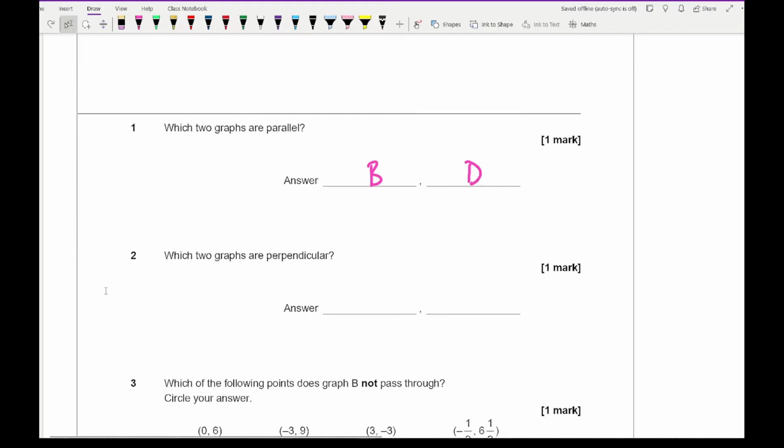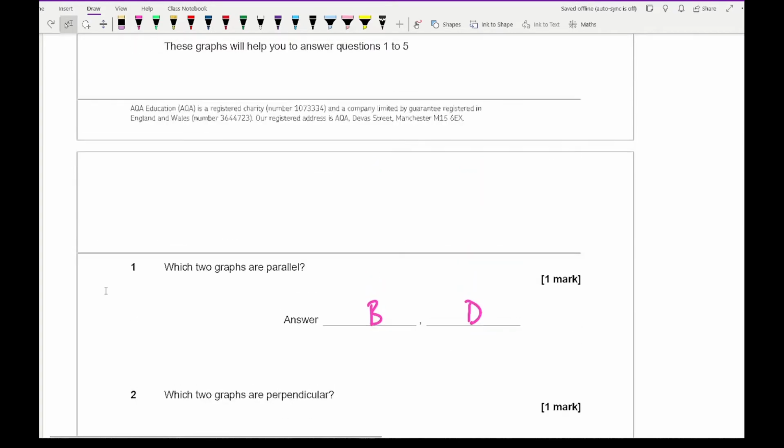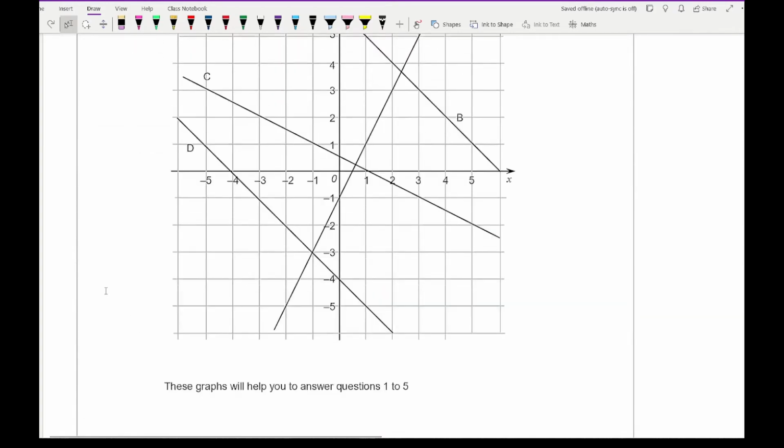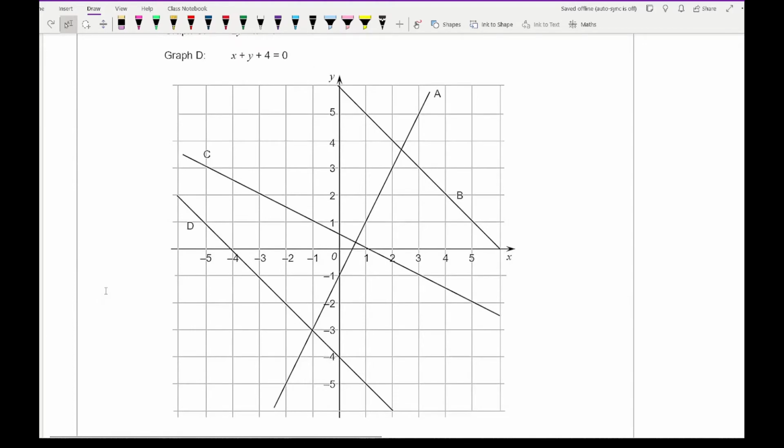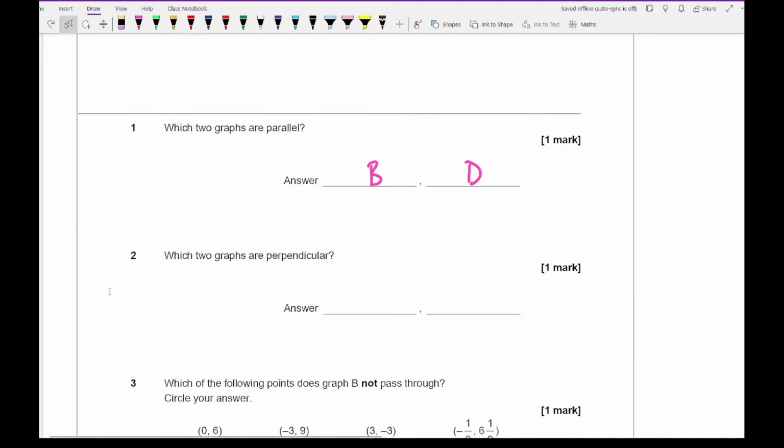Looking at question 2, it says which two graphs are perpendicular. Now the definition of perpendicular is two lines that meet at 90 degrees. Obviously, depending on whether you've printed this test or you're looking at it on a screen, it may look like it's not perfectly perpendicular, but I would say of all the lines that are drawn there, the two perpendicular lines are going to be A and C, where there is 90 degrees. So let's just go about writing A and C.